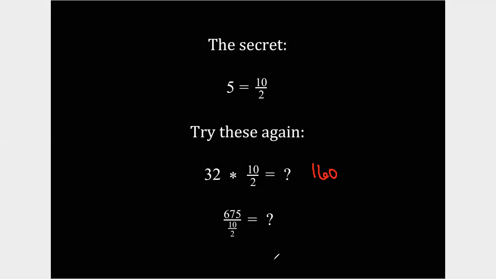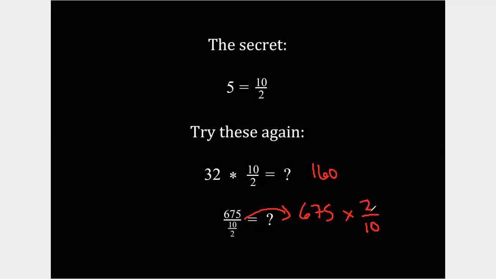The same thing happens for 675 divided by 10 over 2. The only thing I have to remember is to convert this to 675 times 2 over 10. When you're dividing by a fraction, you multiply by its reciprocal. In this case, I'm going to start with 2. I'm not going to divide first because 675 divided by 10 is going to give me a decimal. I don't want to make things more complicated than they need to be.